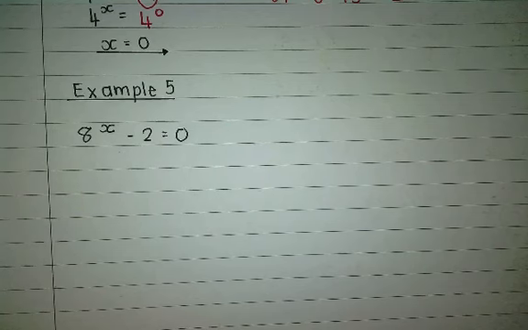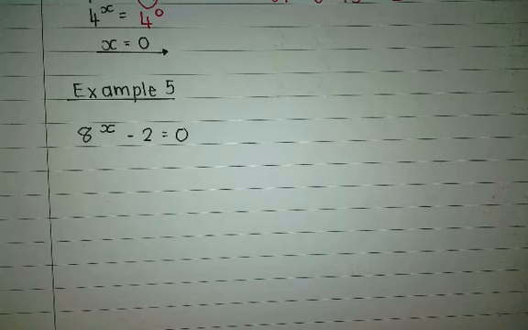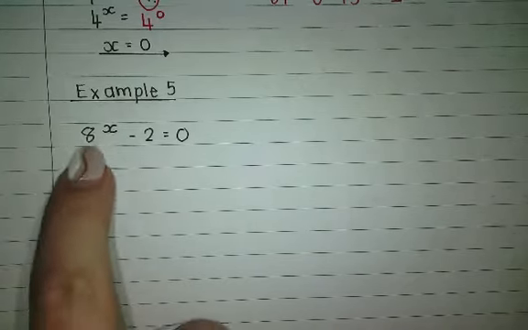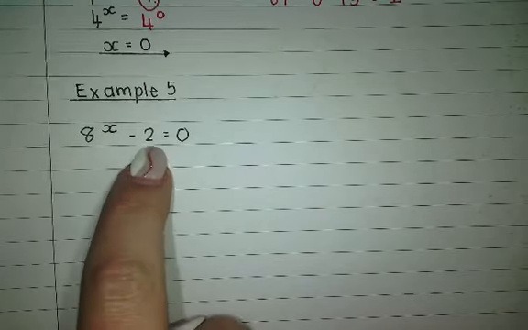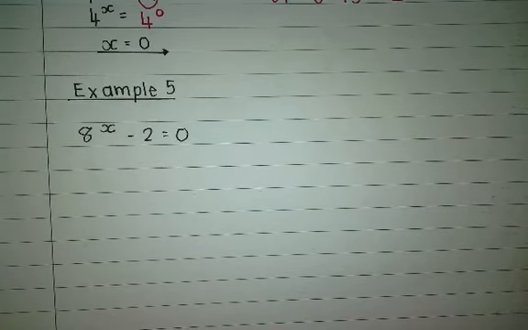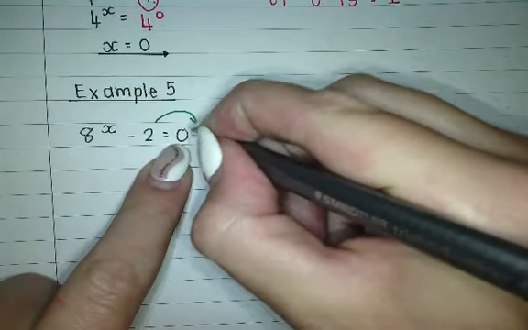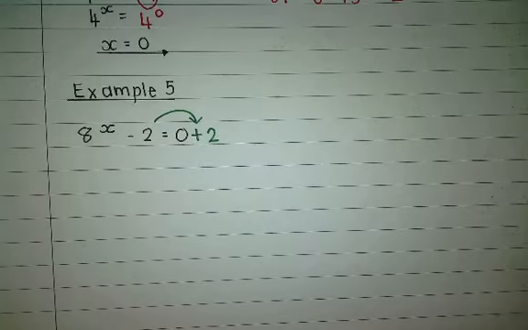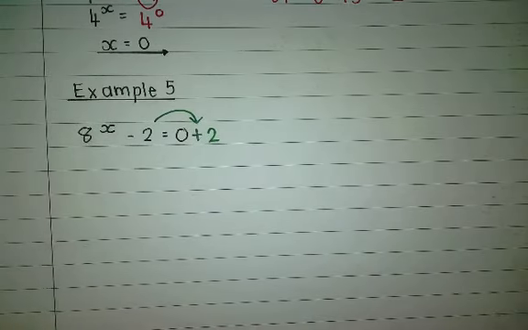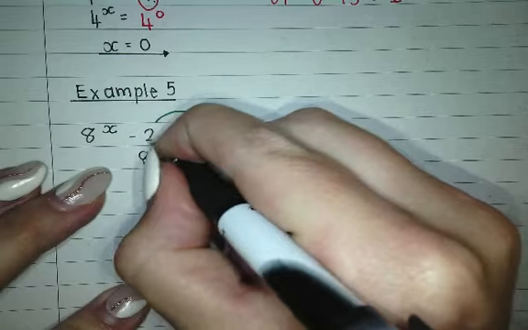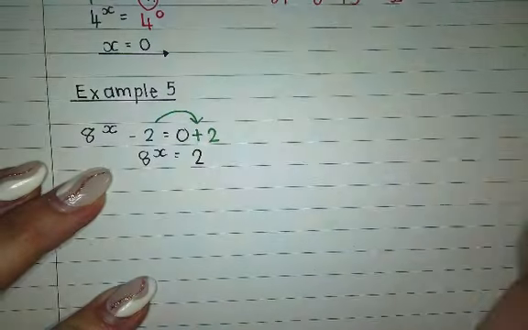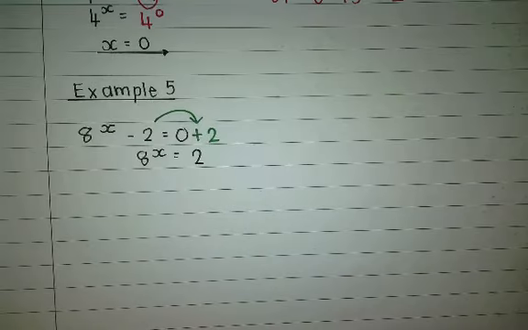In example 3, remember we divided both sides by 4 to isolate our variable, our exponent. But over here, we've got 8 to the power of x minus 2. So in order for us to isolate this, we need to take that negative 2 over. It's not a matter of dividing here. We need to take it over, and when we take it over, it becomes a positive 2. So we're going to have 8 to the power of x is equal to 2. Do you see the difference?